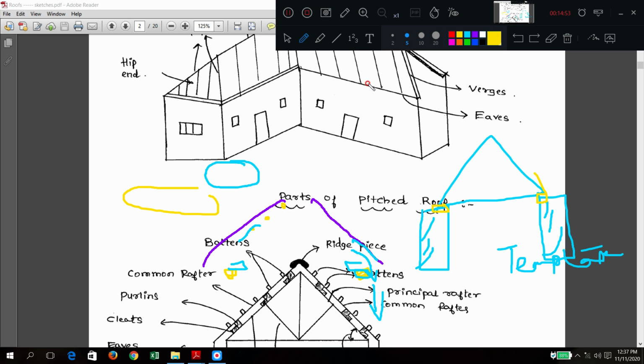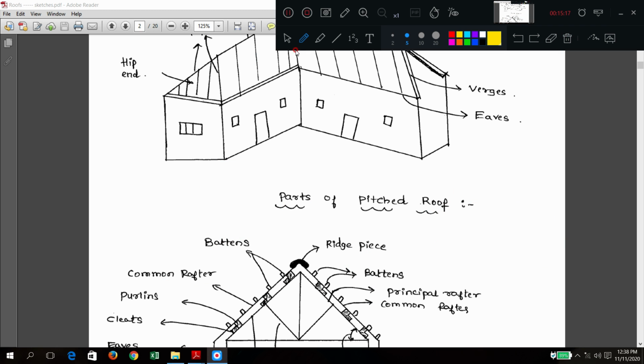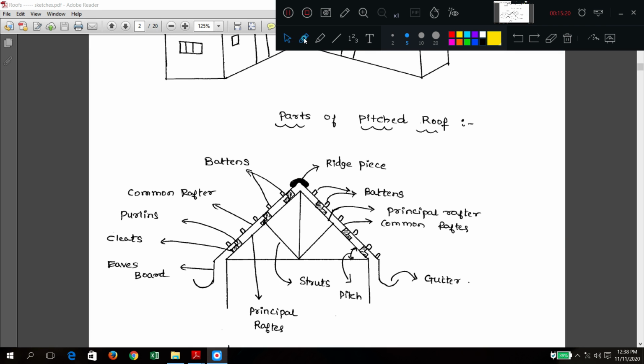Cleats. What do you mean by cleats? We have seen, no? Cleats are the small members or short sections which will hold the purlins in their position. They will not allow them to fall. So cleats are those members. And truss, what do you mean by this truss? General word. Truss is the skeletal support, the truss which is there inside, we call it as skeletal support.